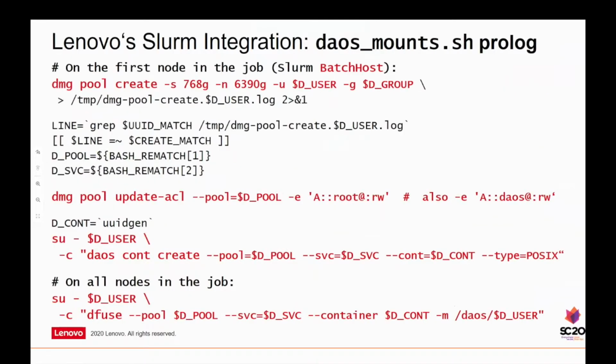If we look at the details of what's in that mount script, it's the standard stuff, right? We do a dmg pool create. The prolog runs as root, but we know the user ID and group ID of the user who starts the job, so we can create the pool that's owned by the user. Then we are updating the ACLs on that pool, because root is not a special identity in the DAOS security framework. If we don't give root access to the pool, we get problems later on in doing root-level provisioning. So we do an update ACL, and then we have to do an su - to the user ID to create the container and to do the dfuse mount.